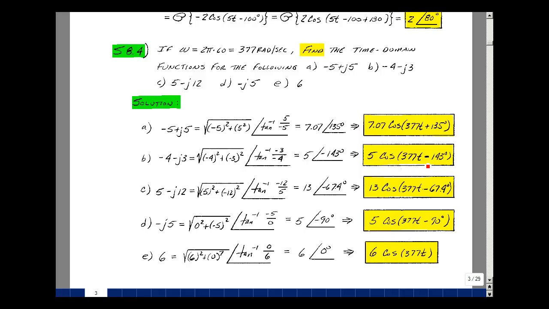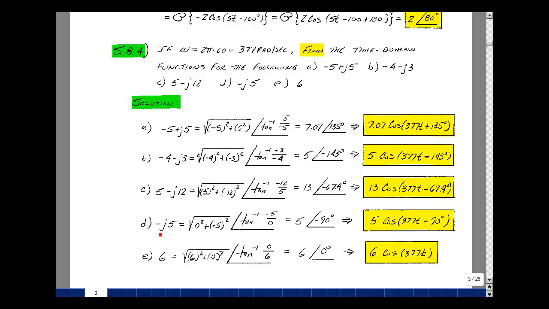5 minus J12, 5 squared plus minus 12 squared, gives us 13 when we take the square root. Arctangent of minus 12 over 5, again, imaginary over real. And that's going to put us again into the fourth quadrant at a minus 67.4 degrees. So our time domain function then is 13 cosine of omega t minus 67.4.